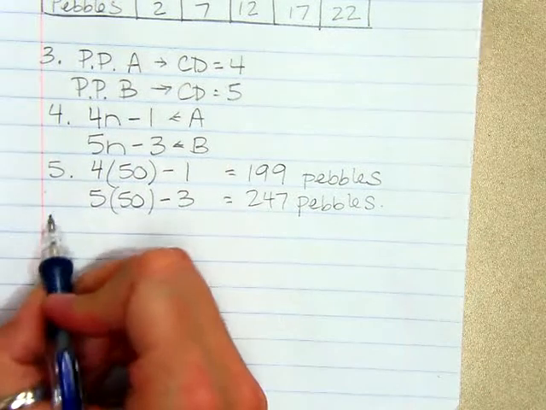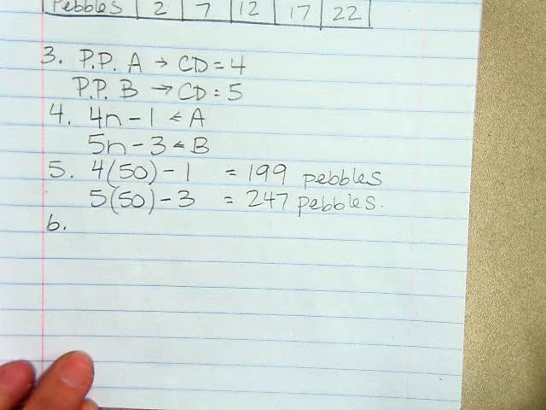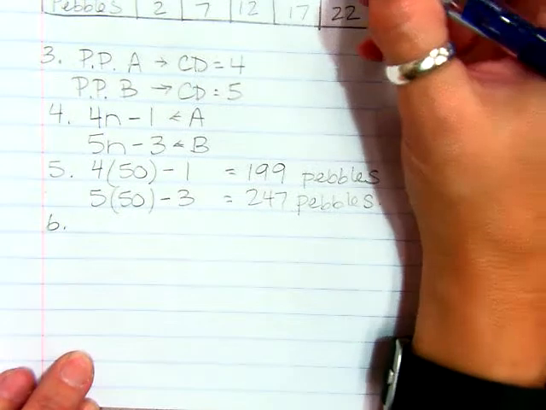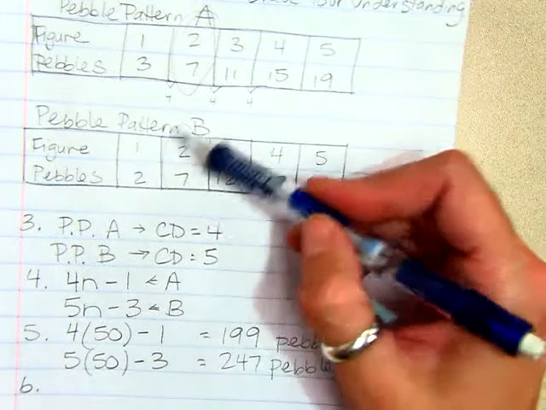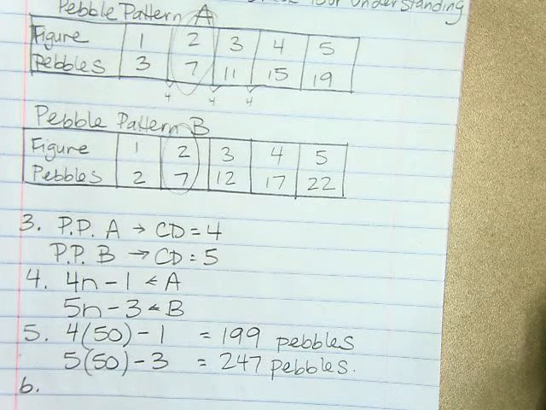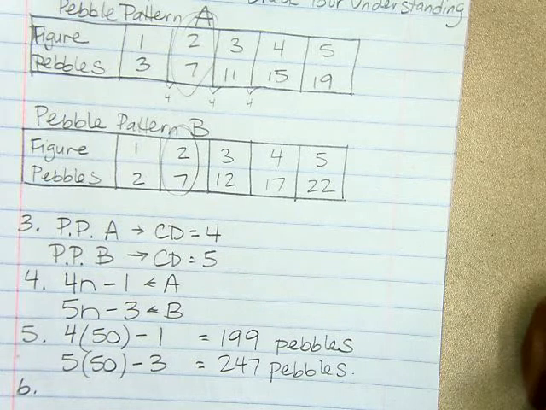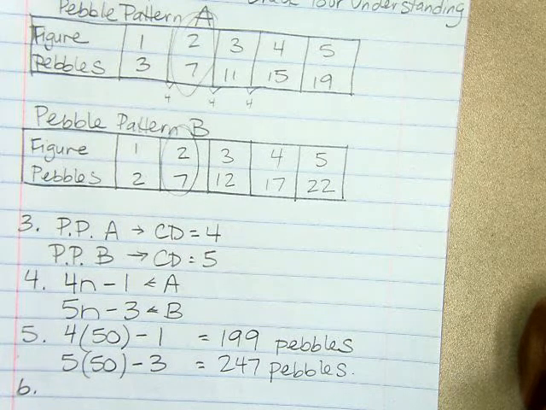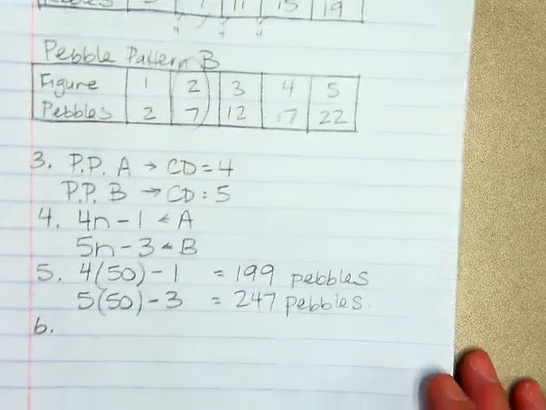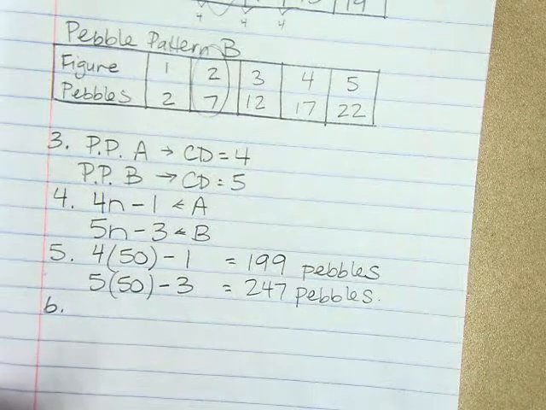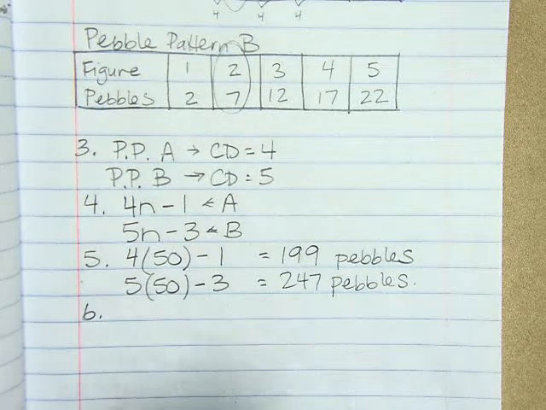The last question on the Check Your Understanding says both pebble patterns have 7 pebbles in figure 2. So if I circle those so that you can see here, both of them have 7 pebbles in the second picture. If the patterns continue, will they ever have the same number of pebbles as another figure later on in the pattern? And then it says explain. So I'm just going to verbally tell you this one instead of writing this all out. But the answer is no. I can write no.